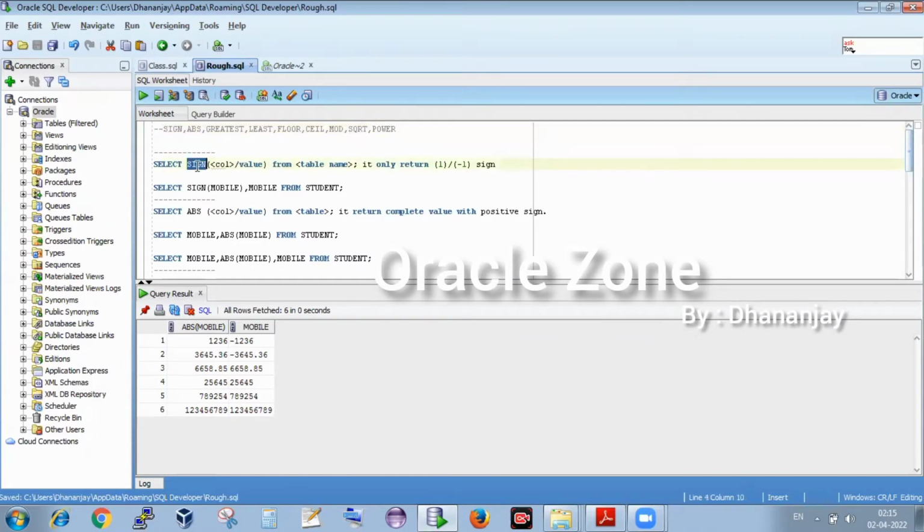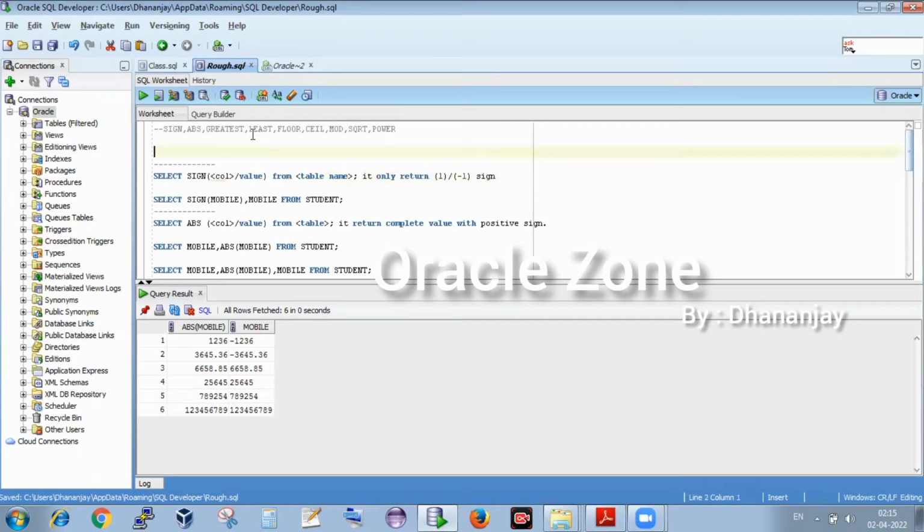Firstly, the sign function. What is this sign function giving, what are the values? Okay, basically this sign function we apply on number values, whether it is a plus sign or a negative sign.